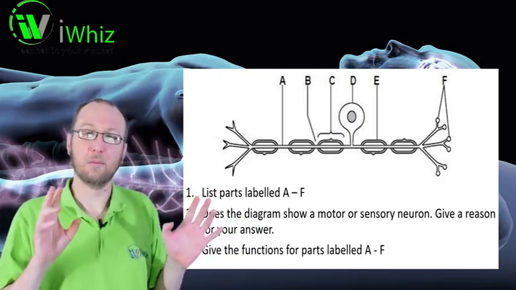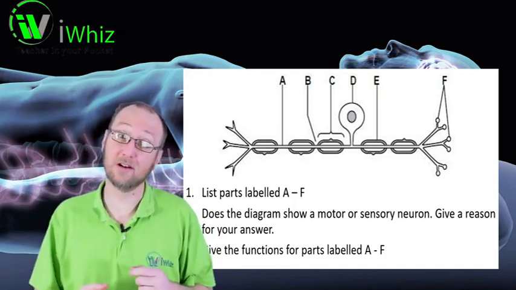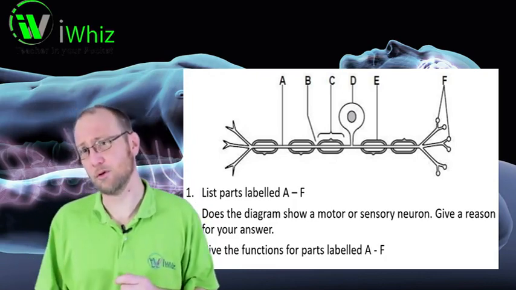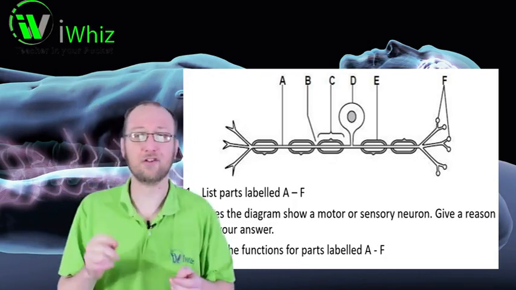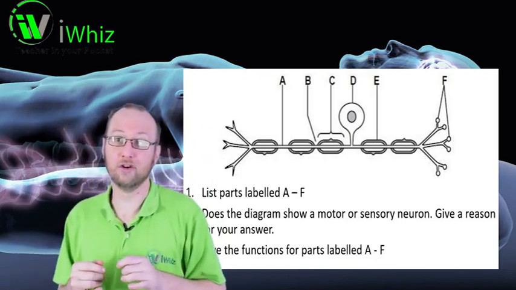Now, this part does have a special name that we spoke about in our lesson. Can you remember what part A is called? If you said axon, well done, okay? That is the axon of the neuron.